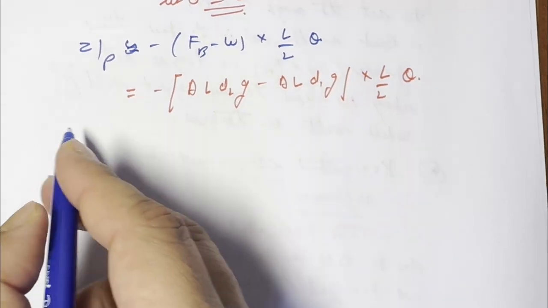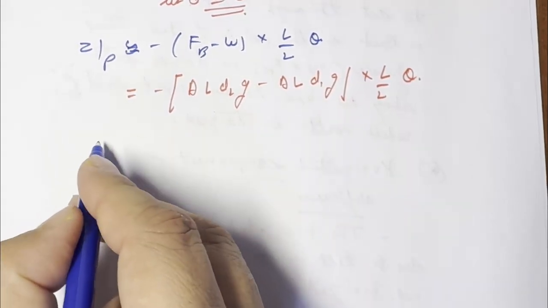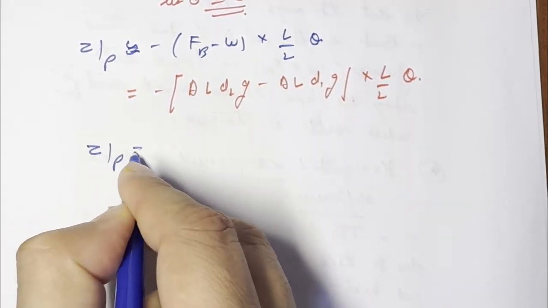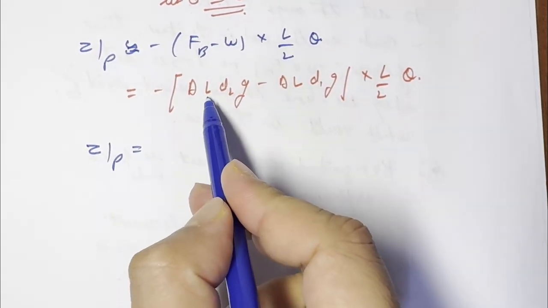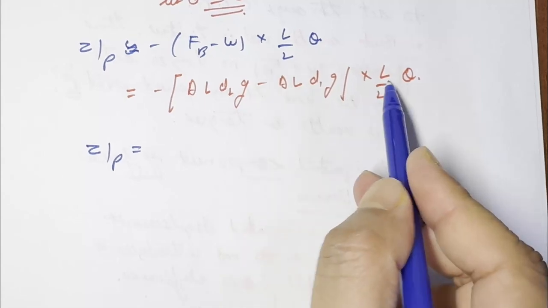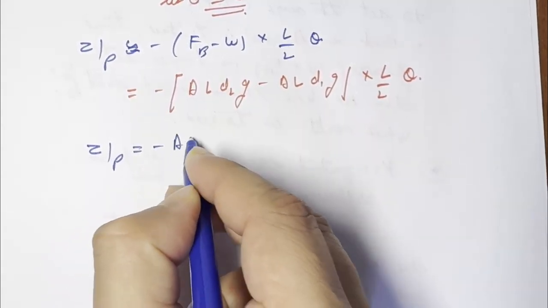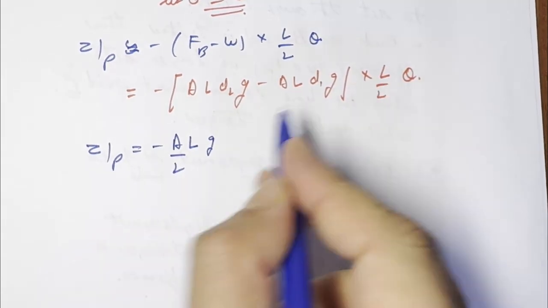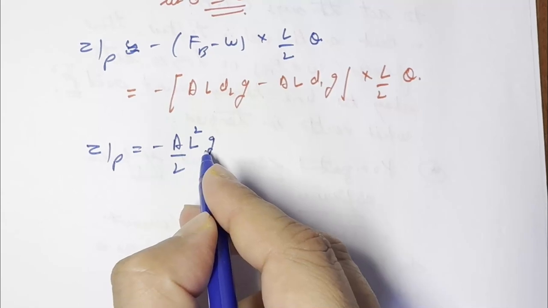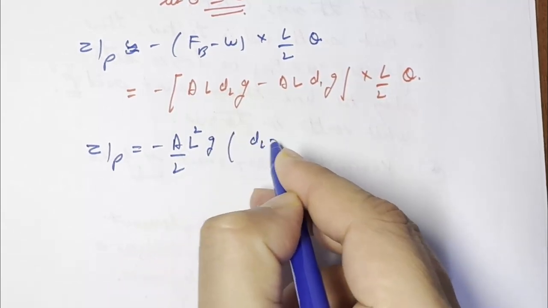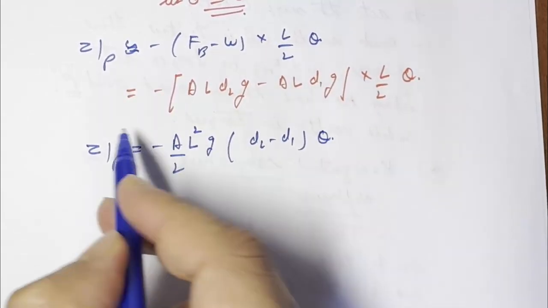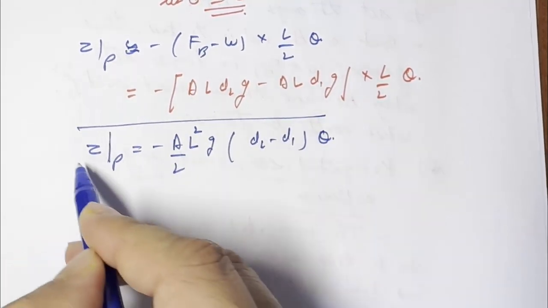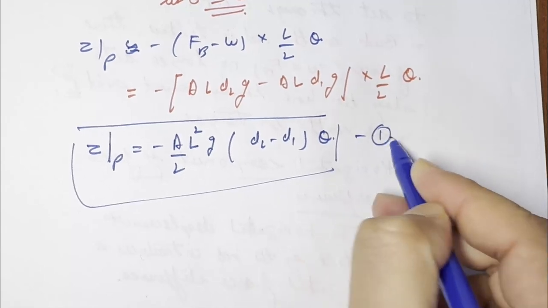So we can simply take something as common. This is tau about point P. We can take AL g as common, so this becomes minus AL g, and this is 2, and this is L, so this becomes AL square g by 2, and we have d2 minus d1 multiplied by theta. Let us call this equation number 1.